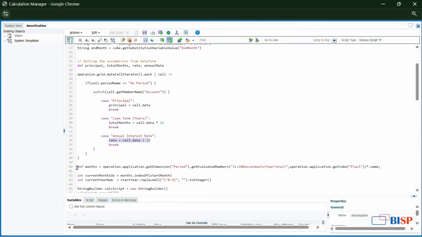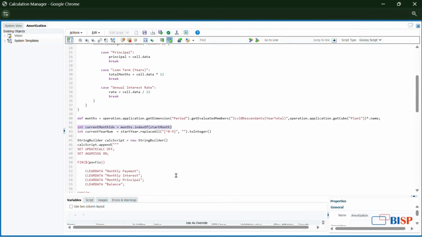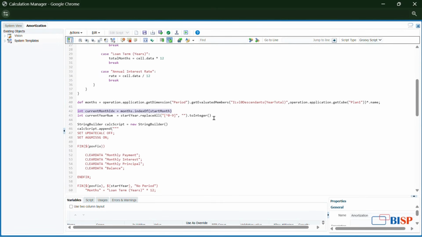Next, we dynamically retrieve all level 0 months from the period dimension. The resulting list contains all planning months from January to December. Now, int currentMonthIndex equals months.indexOf(startMonth). This identifies where the amortization schedule should begin. In our example, the schedule starts in December.